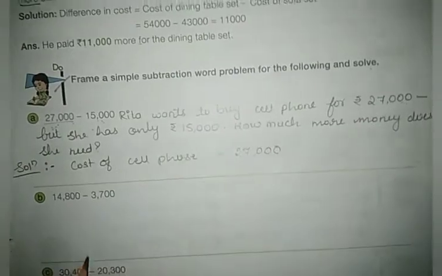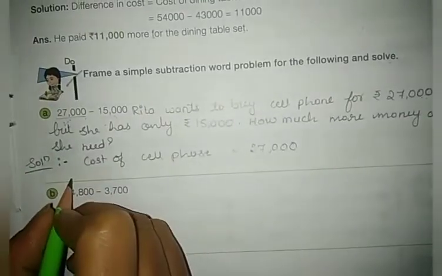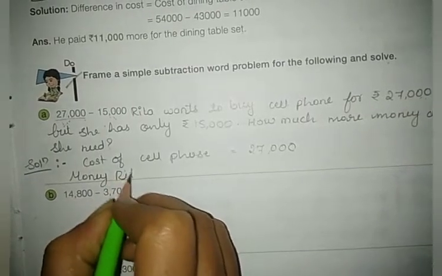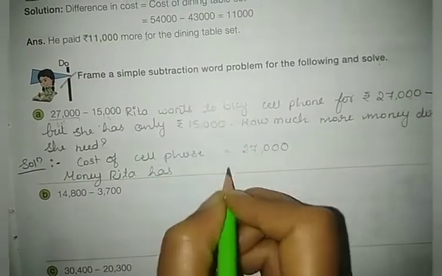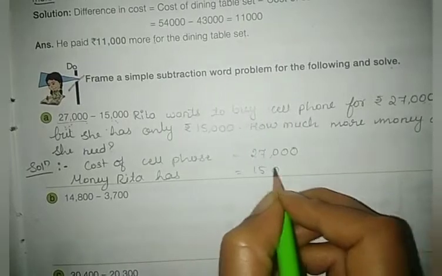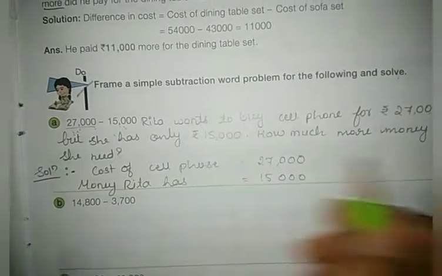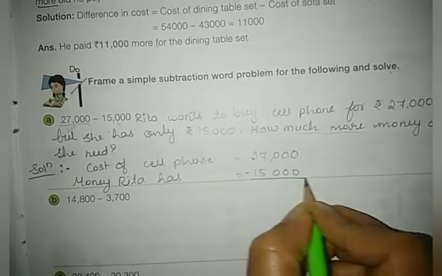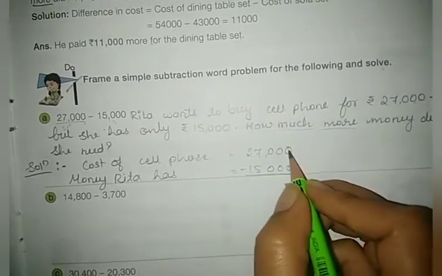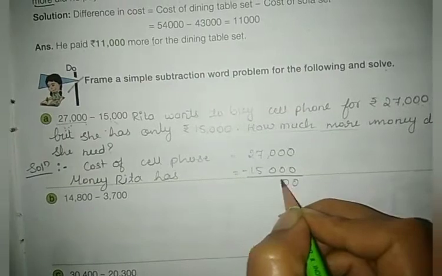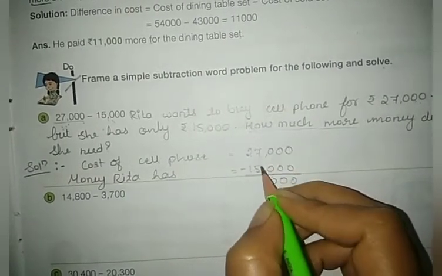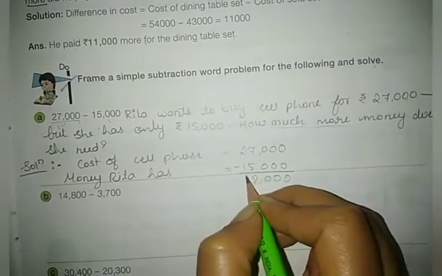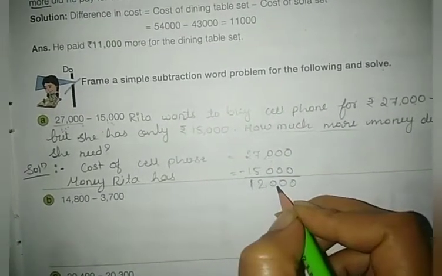And next, money Rita has is 15,000, and it is a subtraction problem because we have used here how much more. So put a subtraction sign and subtract the numbers. 0 minus 0 is 0. Here also 0. This one also 0. Then 7 minus 5 will be 2 and 2 minus 1 will be 1. So 12,000 is the answer.